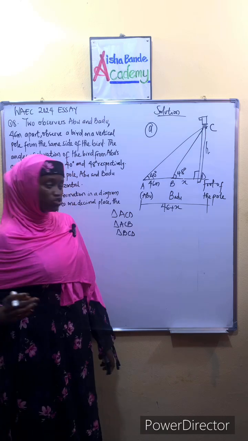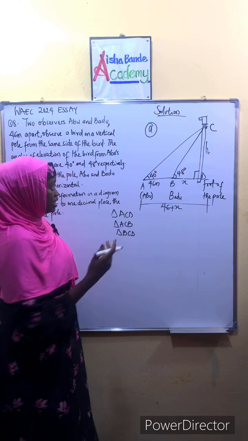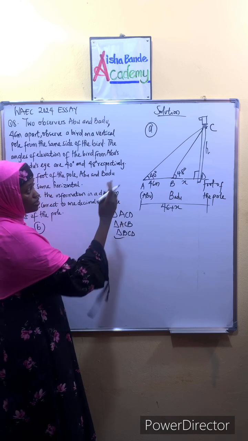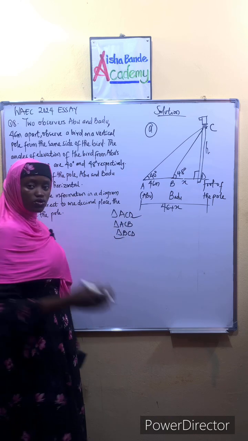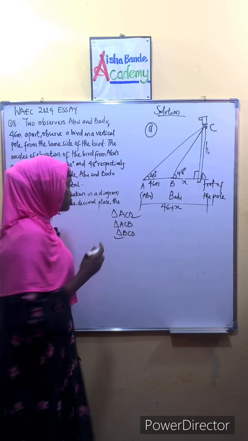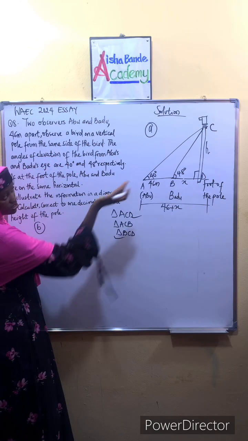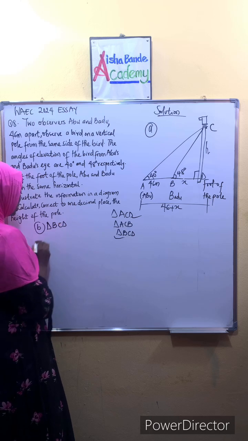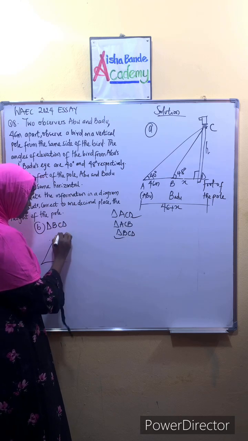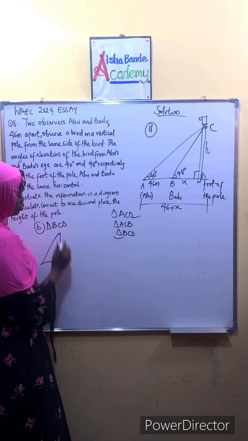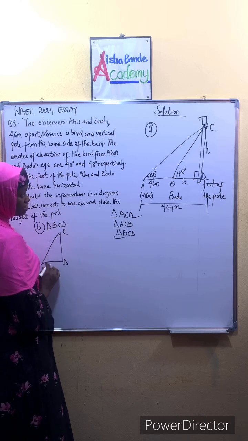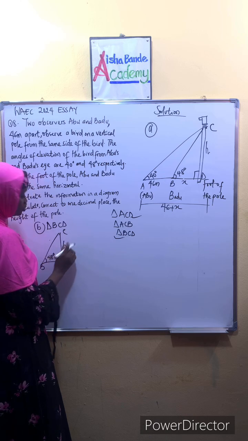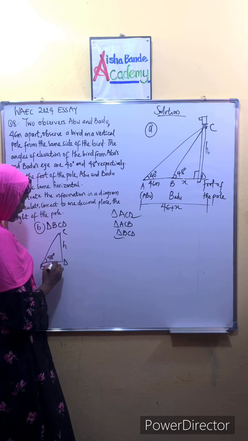For us to find the height of the pole, there are two triangles we need to consider in this question: triangle BCD and triangle ACD. These are the two triangles we are going to consider to get the height of this pole. Now consider the smaller triangle, which is triangle BCD. Let's sketch out the triangle. The triangle is this way, okay? So here we have CD, and at this point here we have B. Here we have the angle of 48 degrees. We have the H here, which is the height, and also we have X here.